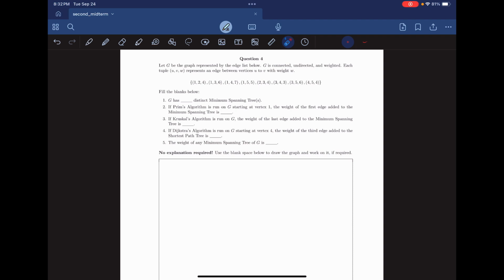So then it gives us an edge list, and it says each tuple U, V, W represents an edge between vertices U to V with the weight W. And so what that's saying is essentially, if we're looking at this first tuple here, the first term, 1, and the second term, 2, are the two vertices that it's connected between, and then the third term is the weight. So we're going to draw this out as we go. Looking at the first tuple, we see that there is an edge between 1 and 2 of weight 4. That's implying that there are vertices 1 and 2. We can just assume that because it says that there's an edge between them.